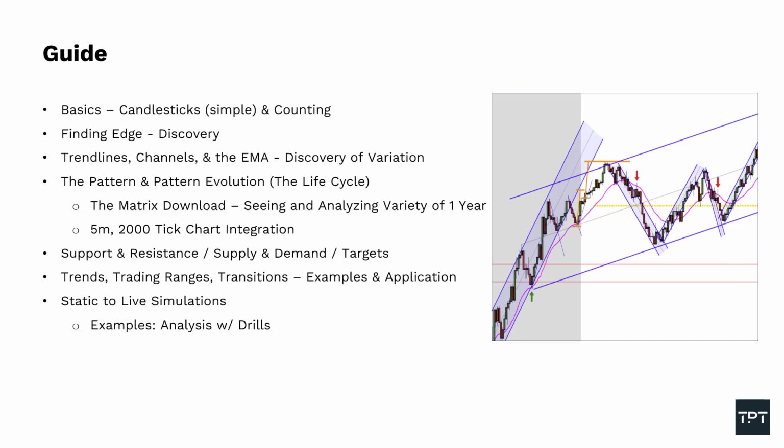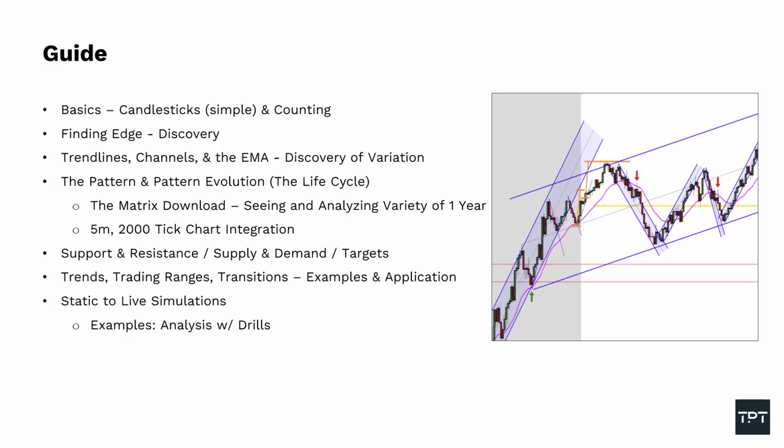As a general guide, we begin with the basics, starting with candlesticks and simple aspects of them, and then counting. We then work on finding edge. This is an open discovery to be able to see how edge exists in the market, which you may not have seen previously. We work through trend lines, channels, and the EMA. This is a discovery of variation. The market works through a variety of different patterns, and without good familiarity with it, it's difficult to make decisions at the right time. We work through pattern and pattern evolution, the life cycle.